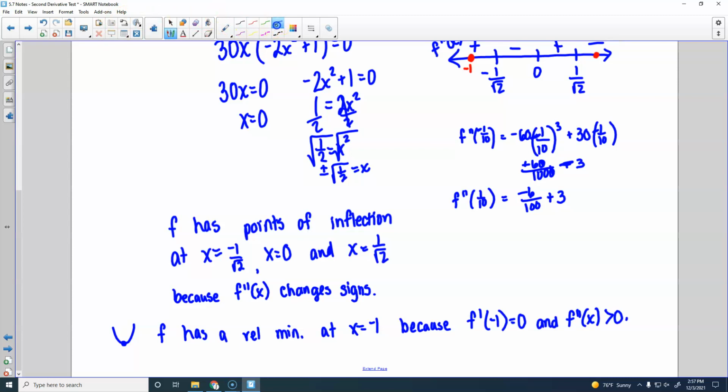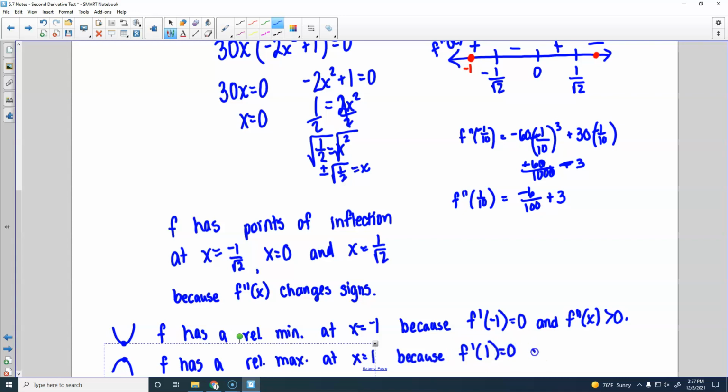And then for 1, it would fall over here. Our second derivative is negative, meaning we've got a maximum, so f has a relative maximum at x equals 1 because f prime of 1 equals 0 and f double prime of x is less than 0.